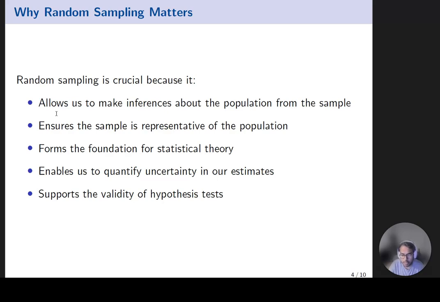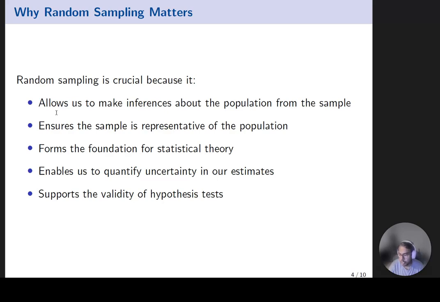When done properly, random sampling ensures our sample is representative of the population. In other words, the sample looks like a miniature version of the whole population containing all the important variations and characteristics. This method also forms the foundation of statistical theory. Many tests and methods assume the data to be from a random sample. If not, then the results might not be valid.